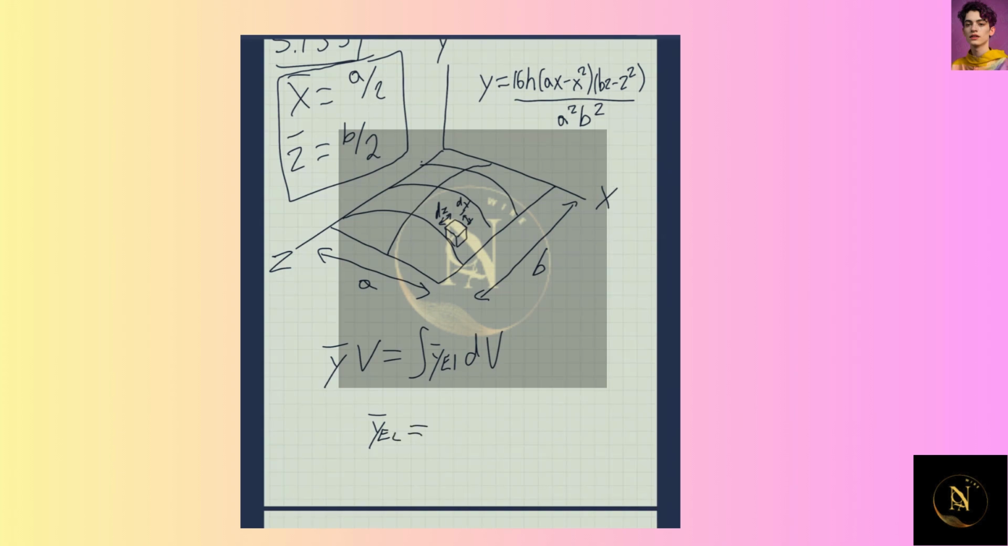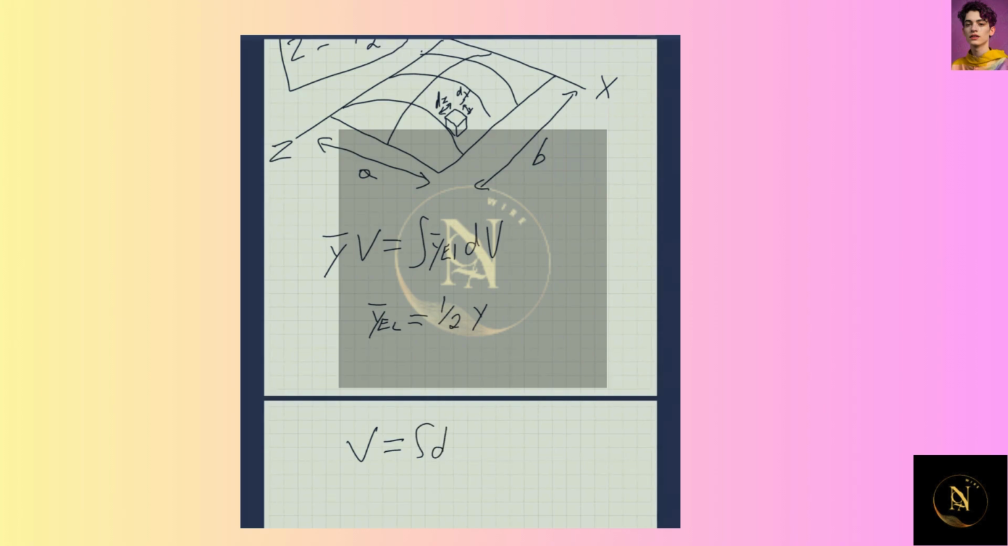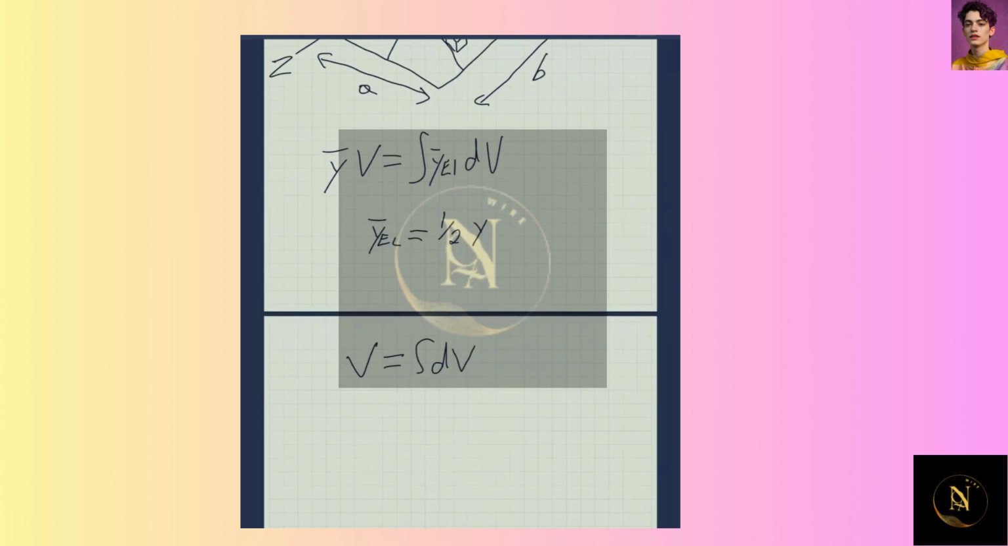And for that filament or cube that we're integrating, the centroid of that element in the y direction is going to be equal to 1/2 y, because it's a cube, so 1/2 of its height, essentially. And now we need to find the volume for this equation to find the centroid. And the volume is equal to the integral of the differential volume of that element.